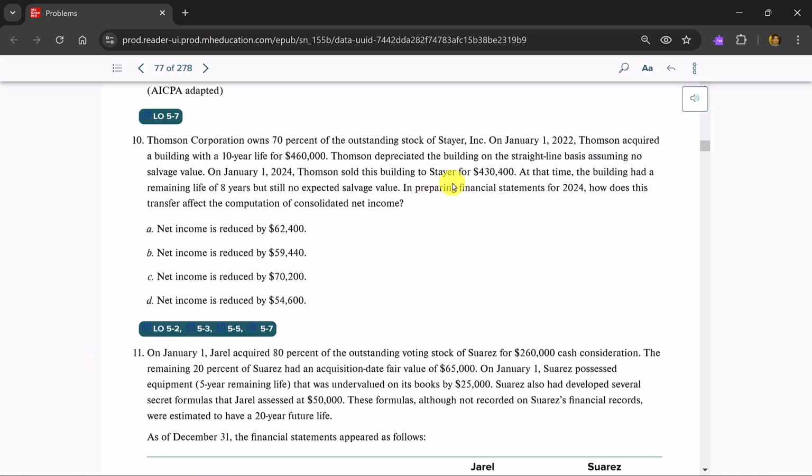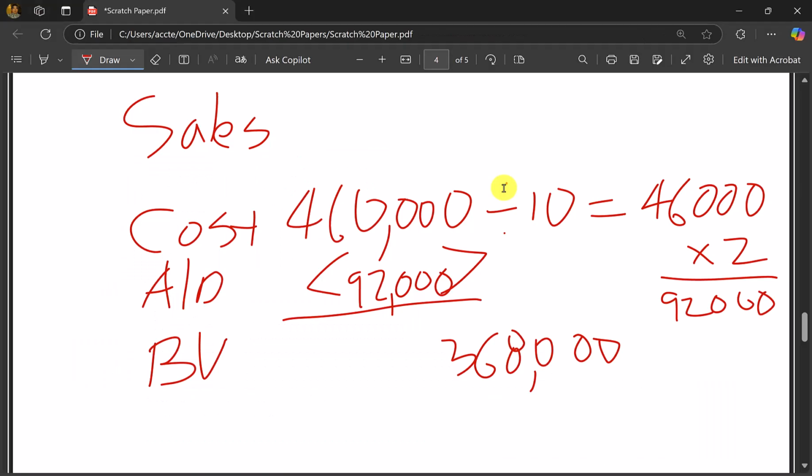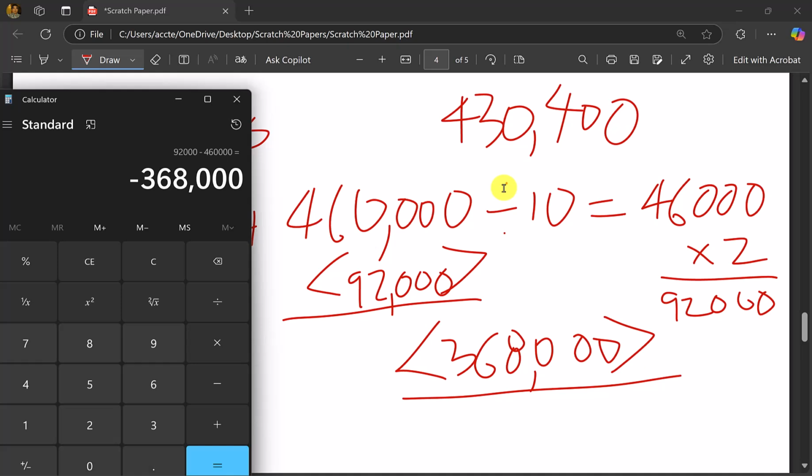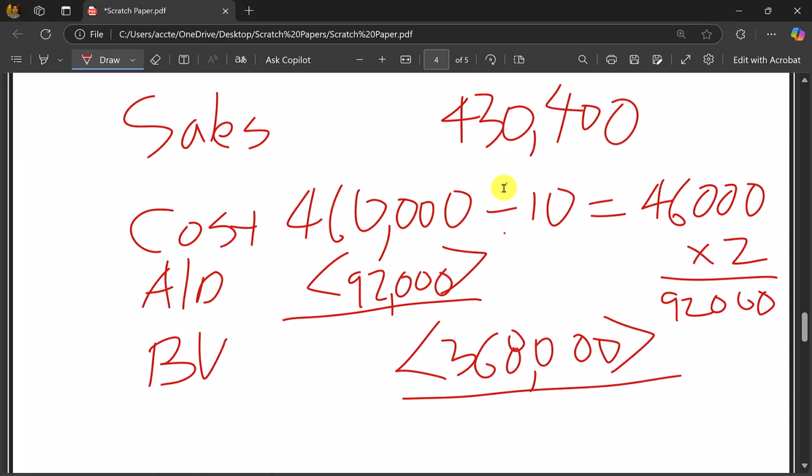The parent sold this building to Stair for 430,400. Such an odd amount. And we're subtracting out the book value to get the gain: 62,400. This is a gain that the parent reported on its books when it sold the building to the sub. Because it's between related companies in our controlled consolidated group, we have to back out this gain when we prepare the financial statements for 2024.